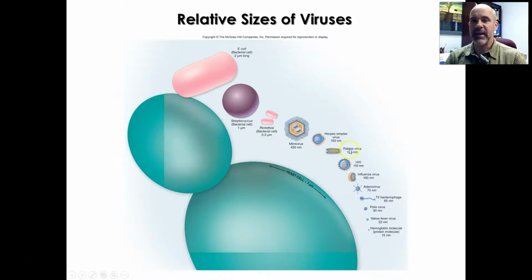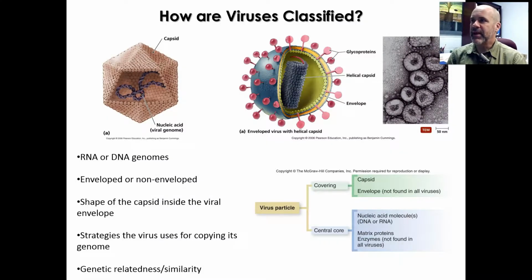And here's herpes simplex viruses, or herpes viruses, about 150 nanometers in diameter. Rabies virus, 125. Here's HIV, about 110 nanometers in diameter. Influenza, and so forth. Some of your smallest viruses include polio virus and yellow fever virus, which are getting so small they're not much bigger than a hemoglobin molecule, like you would find in your red blood cells, the protein molecules that bind oxygen gas and help transport it throughout the body and the blood. So that was just some size perspective.